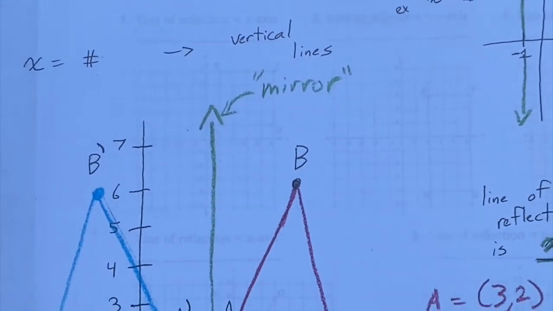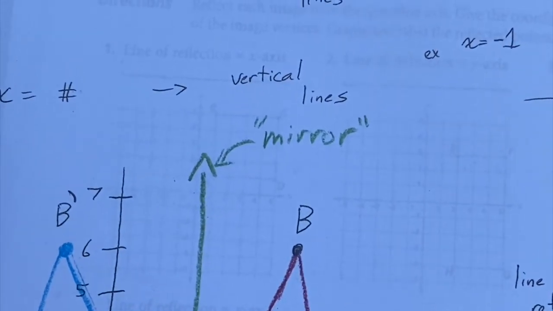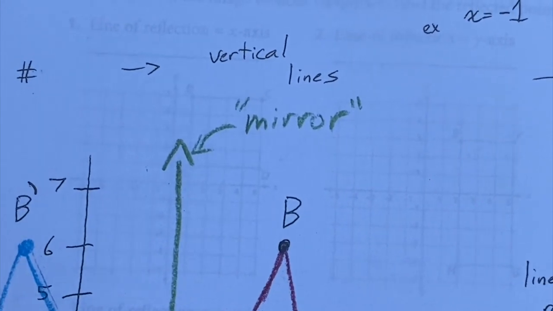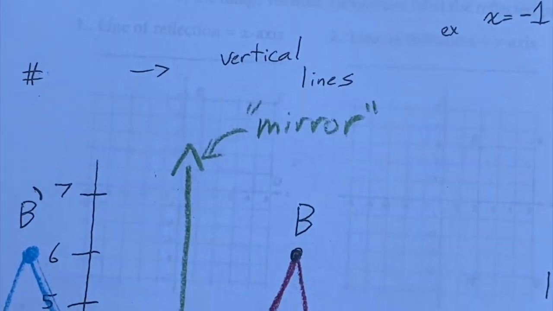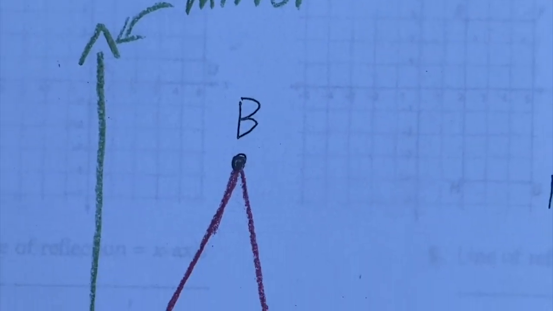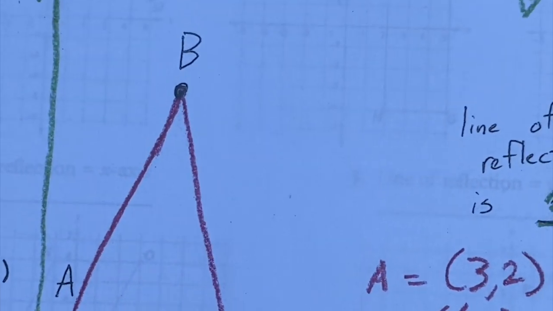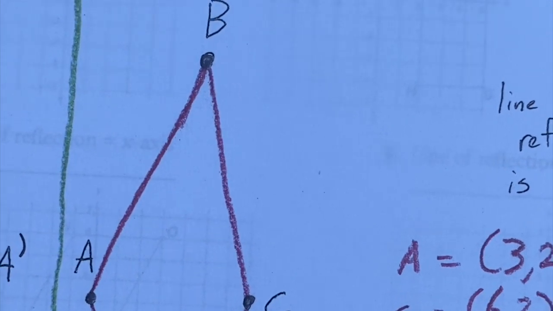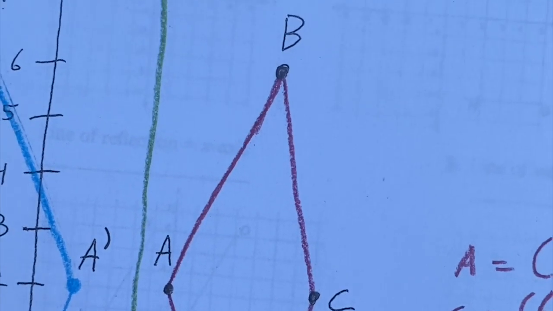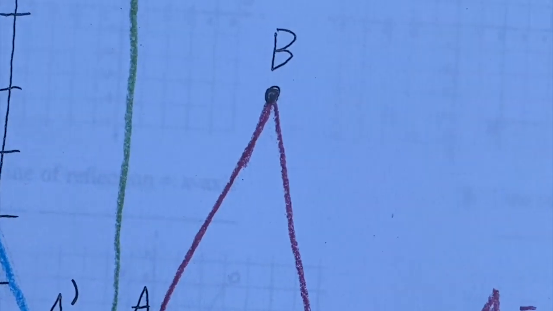Now, what we do is we count the distance from each point to the line of reflection. So let's start at A. A is at 3 and the line of reflection is at 2. So if we move 1 unit, we are at the mirror. Now let's look at D here. I'm just going to go around. D is at 5. So 4, 3, 2. We have arrived. How many steps was that? 1, 2, 3. So D is 3 units away from the mirror.